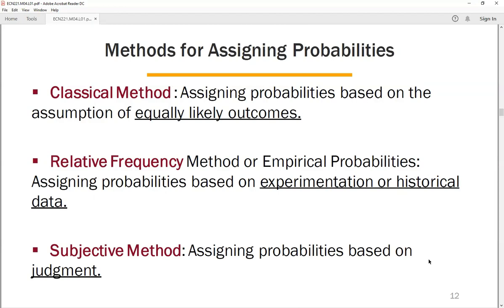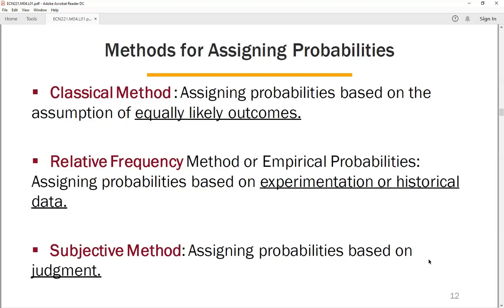Another method is the relative frequency method. So we can think about empirical probabilities. And here we're just looking back at historical data. So we're doing something like constructing a relative frequency table we've seen before, and using that to evaluate, approximate, estimate, however you want to think of it, the probabilities that we're assigning. So that's the relative frequency method. And then there's the subjective method, simply assigning the probabilities based on judgment.